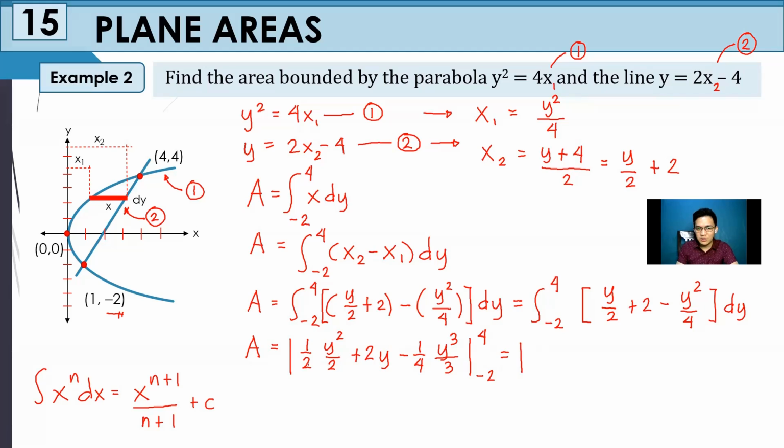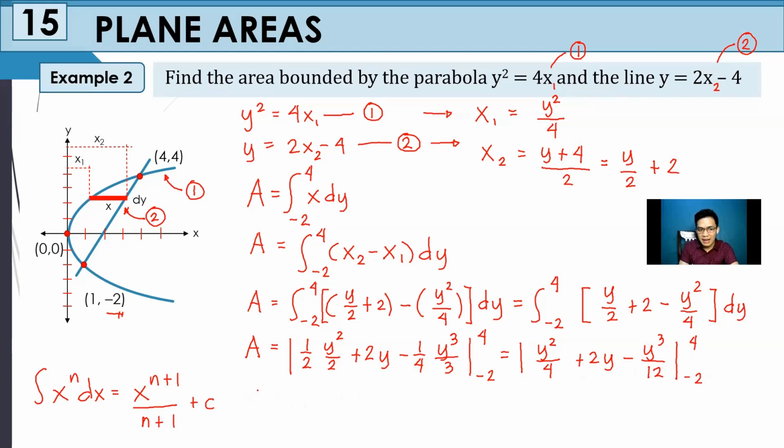So this is y squared over 4, then plus 2y, minus y cubed over 4 times 3, which is 12. Close parenthesis, with limits negative 2 and 4.